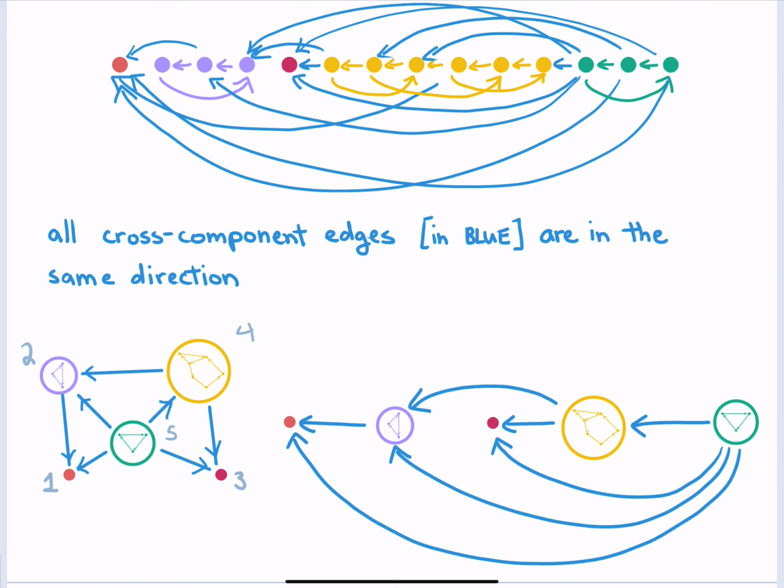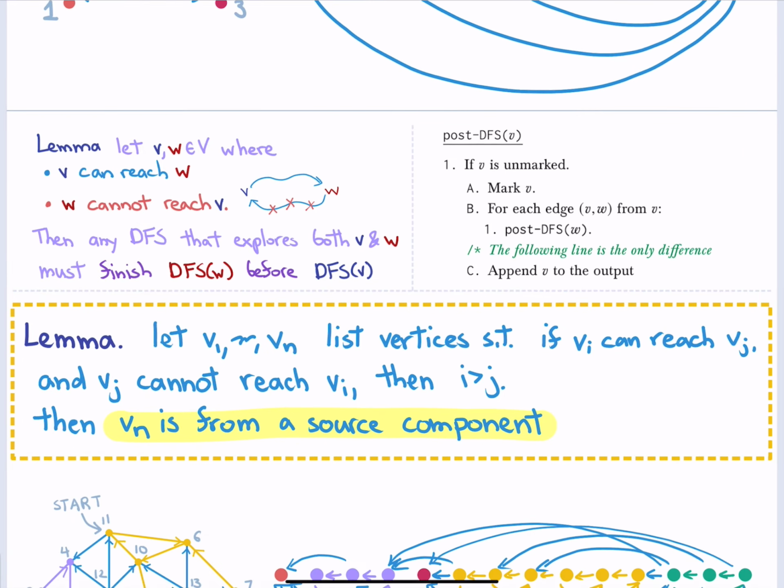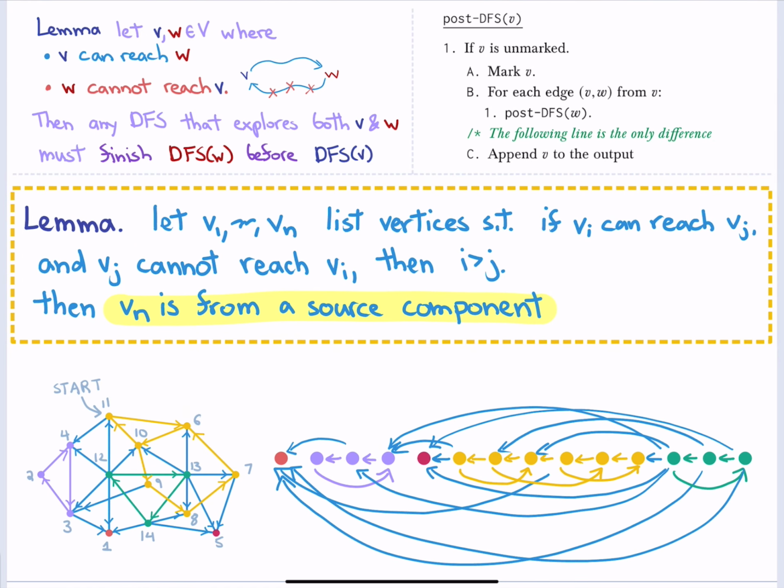Now, from looking at this picture, it might be tempting to say that the first vertex listed is always from a sink component. However, that's not quite true. Instead, we have the following very similar observation. So let me state a little bit more generally. Suppose V1 through Vn is a list of vertices, so that, like the post-DFS order, if Vi can reach Vj and Vj cannot reach Vi, then i is greater than j.